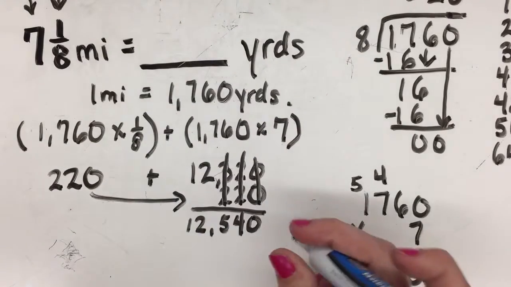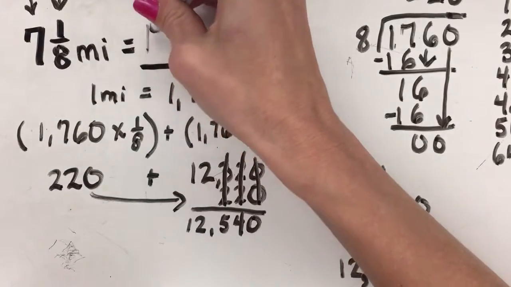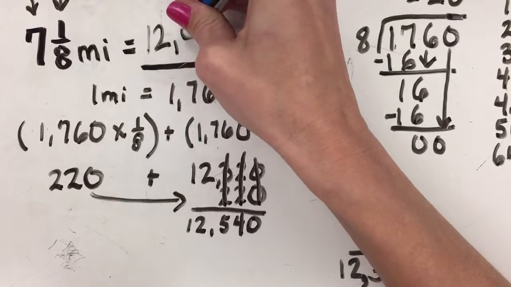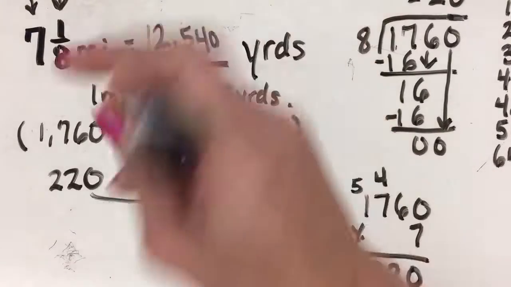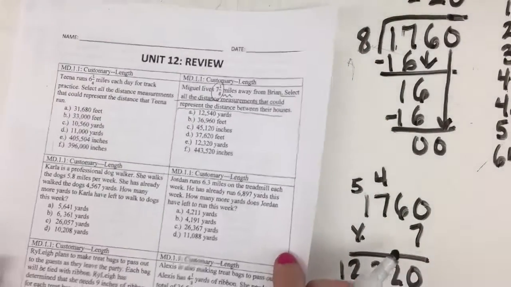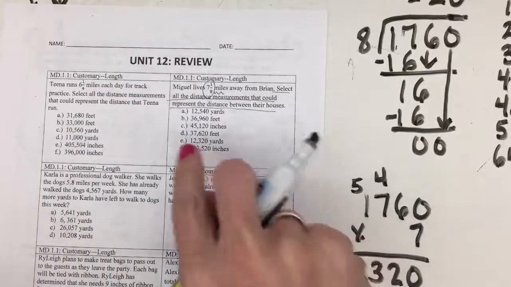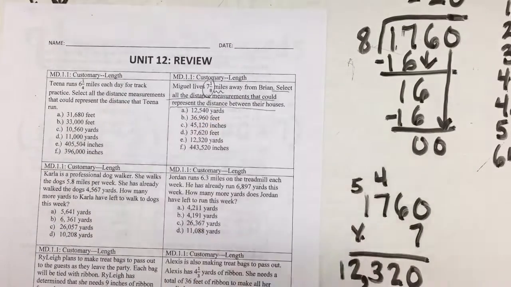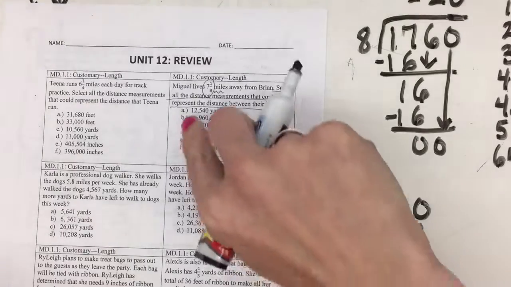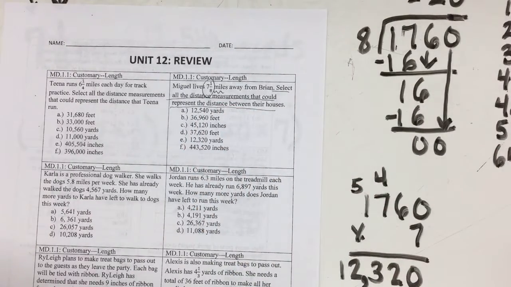Because I converted to yards, do I have an answer choice that's going to match 12,540 yards? So when I look at my answer choices, I do notice that A works for that. It does come out to 12,540 yards. But again, notice that this is a select all, so I'm going to need to go through all my conversions.